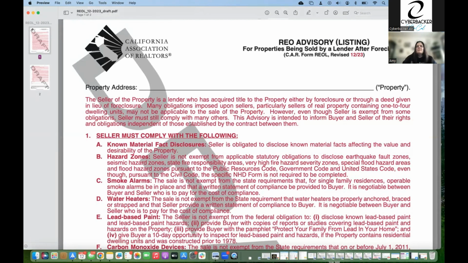Many obligations imposed on sellers, particularly of real property containing 1 to 4 dwelling units, may not be applicable to the sale of the property. However, even though the seller is exempt from some of the obligations, seller must still comply with many others. This advisory is intended to inform the buyer and seller of their rights and obligations, independent of those established by the contract between them. Seller must comply with the following, right? Here's the bank's obligations with regards to selling the property.